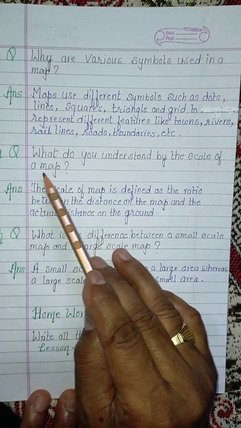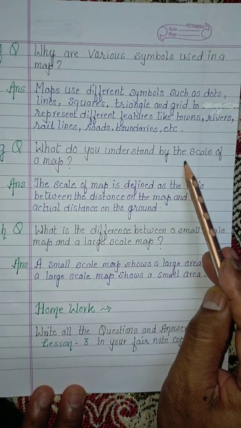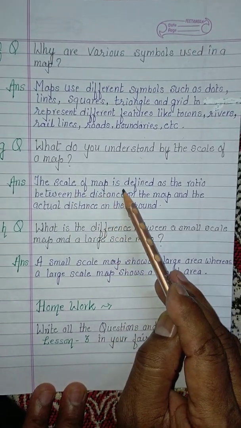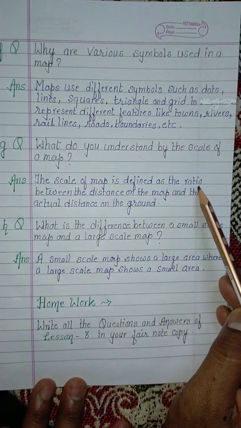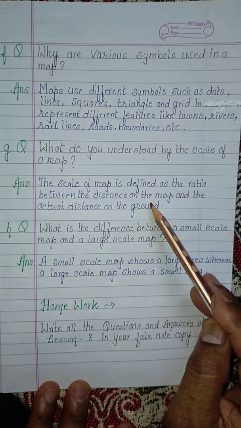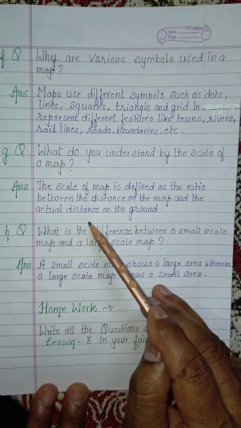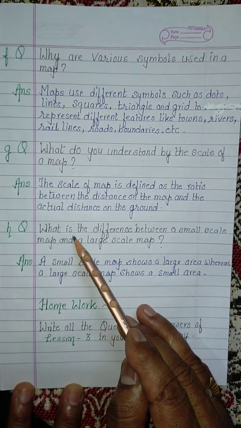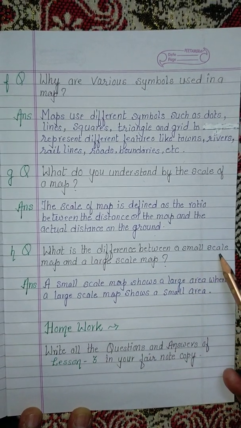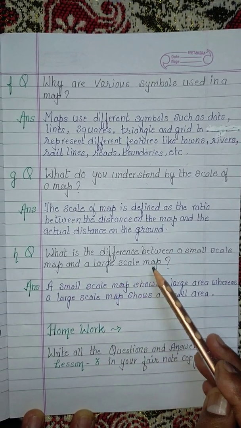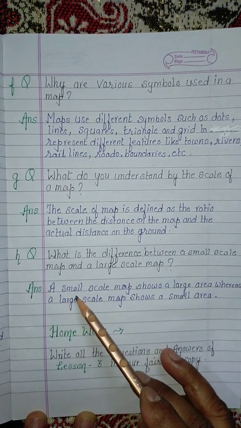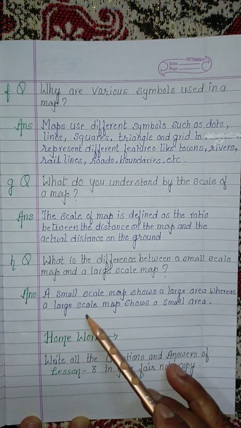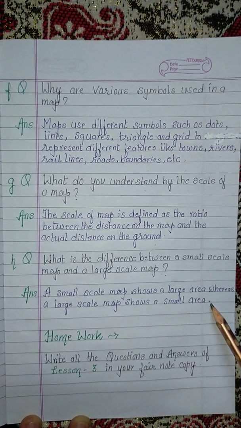Question number G. What do you understand by the scale of a map? Answer. The scale of a map is defined as the ratio between the distance on the map and the actual distance on the ground. Question number H. What is the difference between a small scale map and a large scale map? Answer. A small scale map shows a large area, whereas a large scale map shows a small area.